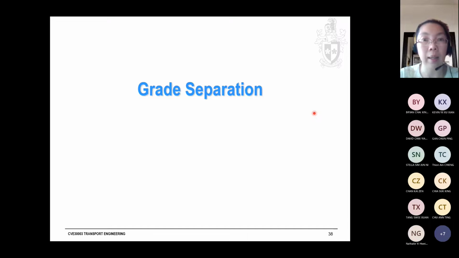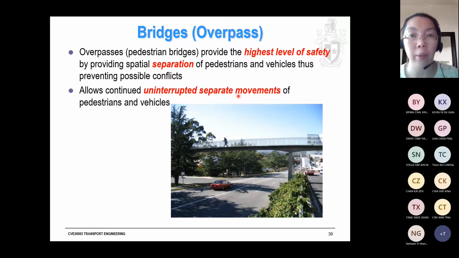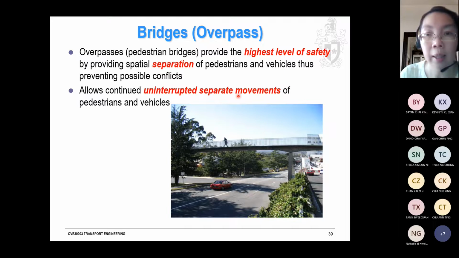Okay, so the last type of facility is grade separation. We only have two types for this: overpasses or overhead bridges, and subways. The idea of this is to eliminate any conflict point at all. It provides the highest level of safety because there is separation of pedestrians and vehicles. Each of them can go on their own way, and when it is separated like this, vehicles will have uninterrupted movements.